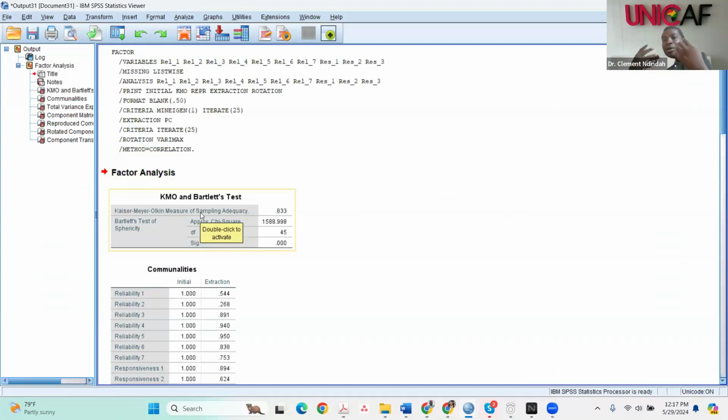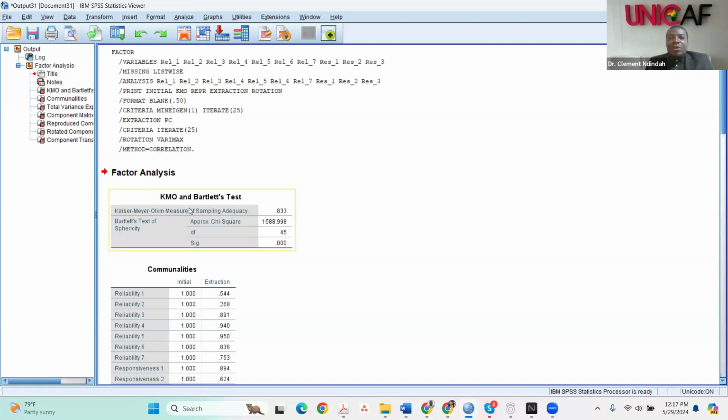It's actually testing how good our sample is for a factor analysis. Is our sample good enough for factor analysis? Now, the Kaiser-Meyer-Olkin test, or the KMO, what we call the KMO test, should always have values between 0.5 and 1.